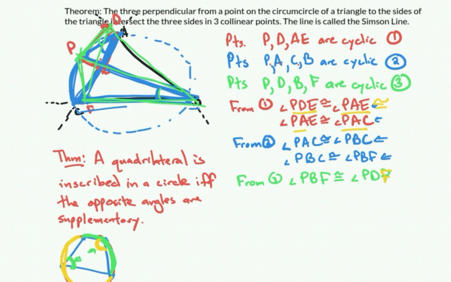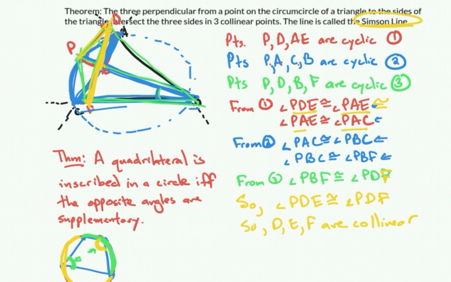Okay. So angle PDE, if we follow that chain, it's congruent to angle PDF. Okay, PDE is congruent to PDF. That tells me that D, E, and F must lie on the same line. So D, E, and F are collinear. And remember, we call the line they lie on the Simson line. Okay.